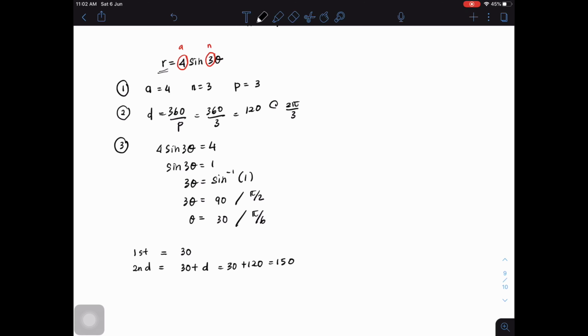So this one is the second position of your petals. The third position of your petals is the second position plus D. Therefore you have 150 plus D, which is 120. So the third position of your petals is at theta equal to 270 degrees. This one is the value of theta for your first, second and third position of your petals.